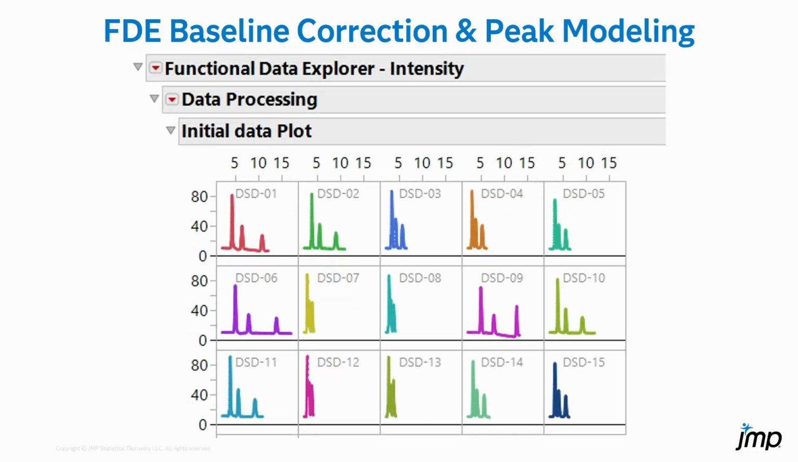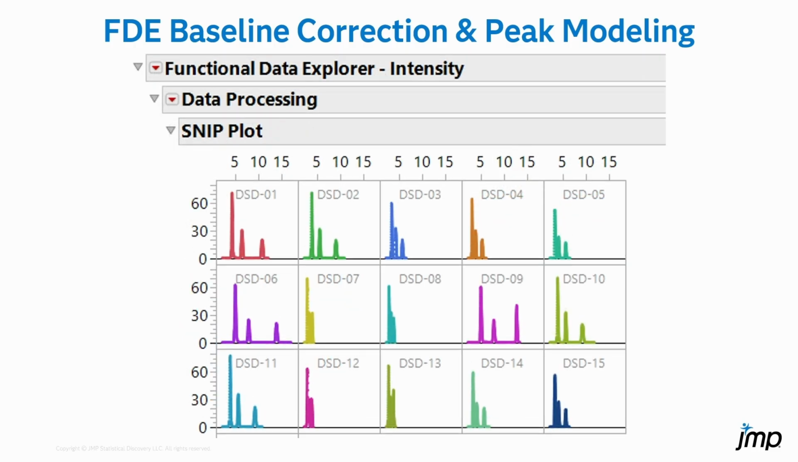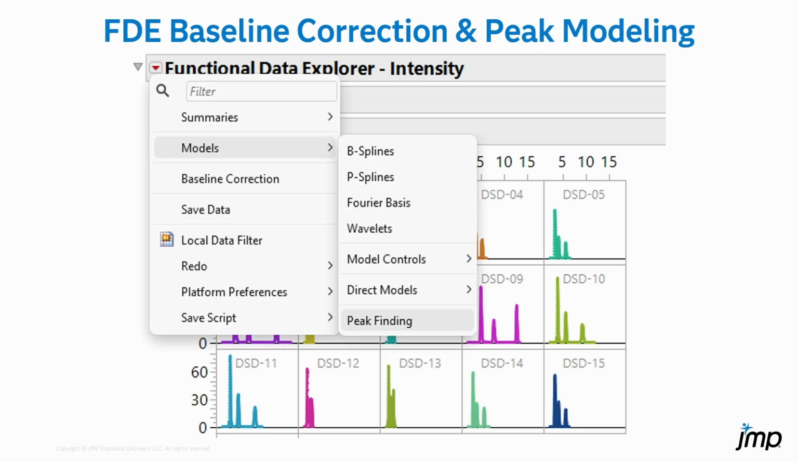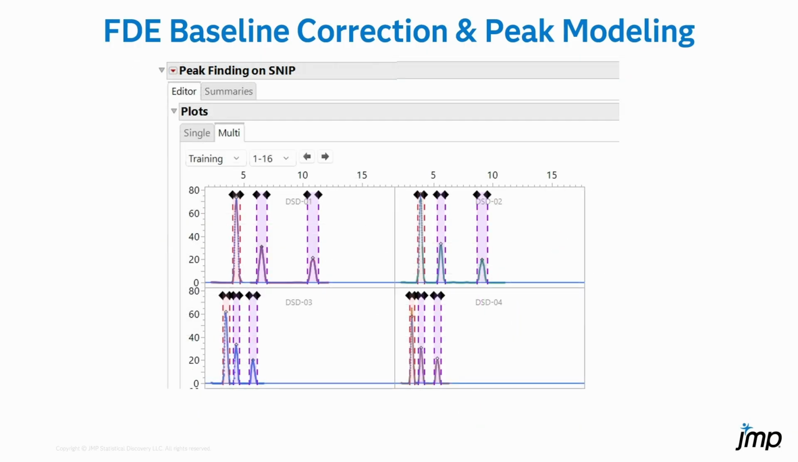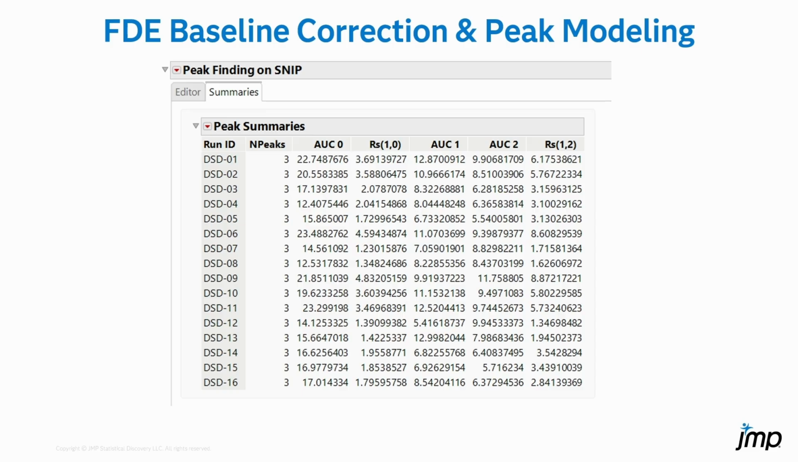So we started here and SNP'd our way here. Then we go into the peak finding tool. A sum of Gaussians model is fit to the data. Then we go to the summaries and save them out for the next stage of the analysis, saving the AUCs and the resolutions so they can be analyzed by the generalized regression platform in JMP Pro.